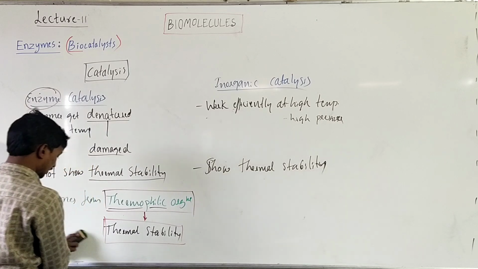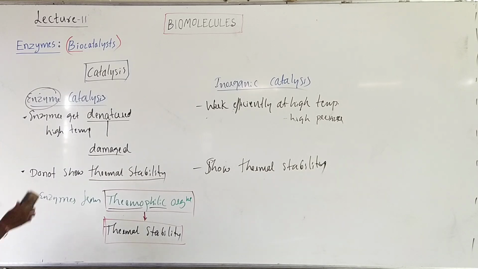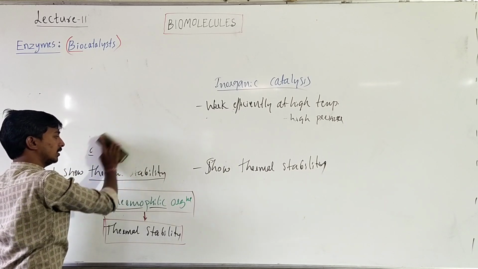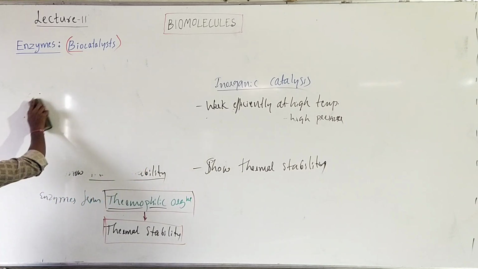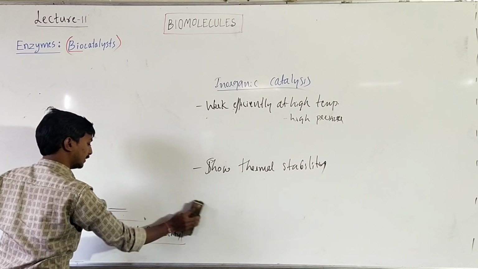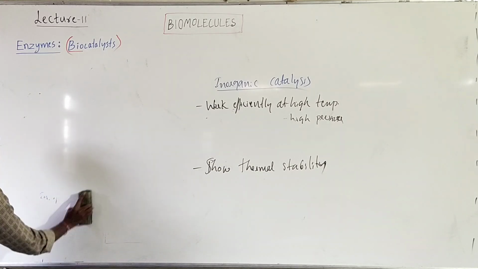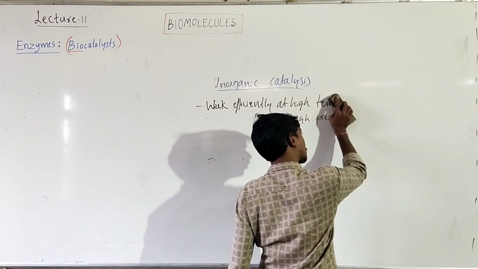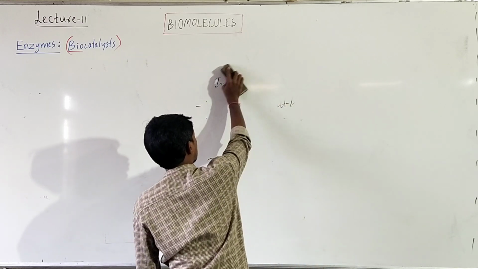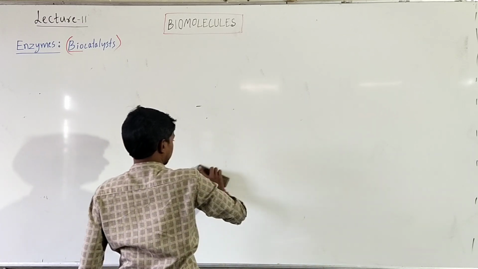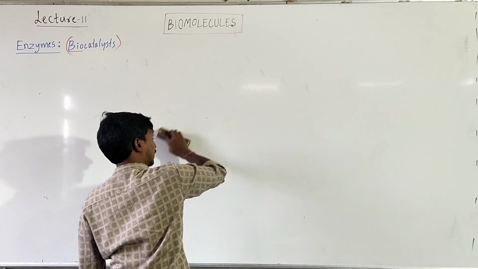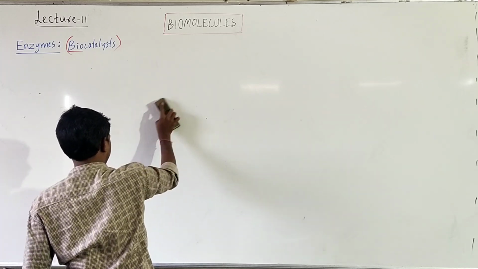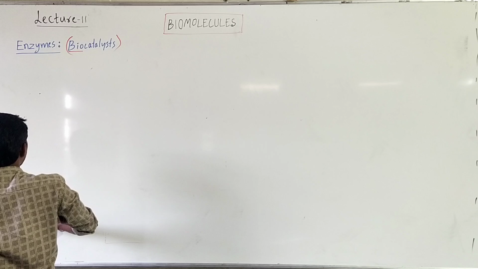So now we'll move on to the chemical nature of enzymes. Till now we have learned that an enzyme is made of protein. But actually, not only protein; along with the protein, some other chemicals also help to make the enzyme more active. Those chemicals are known as cofactors.